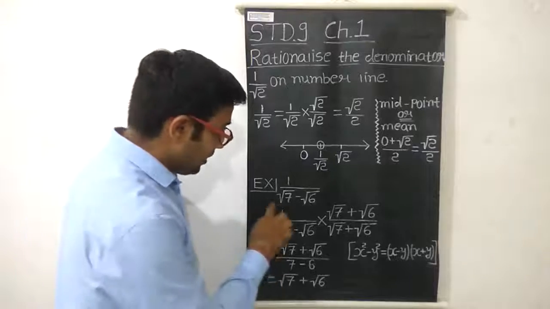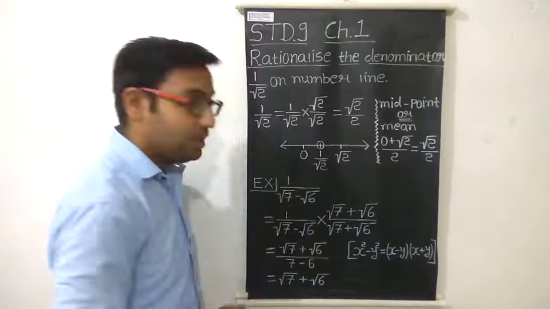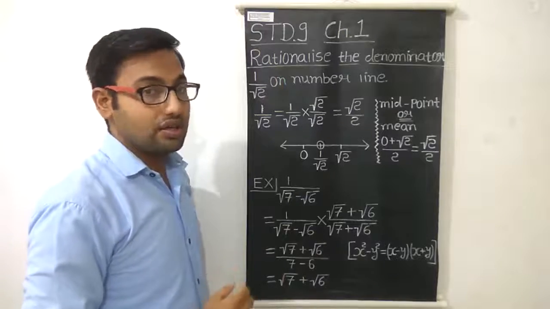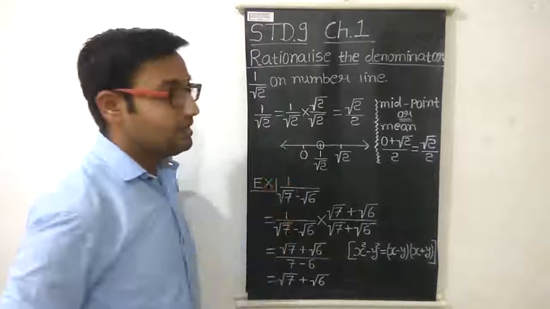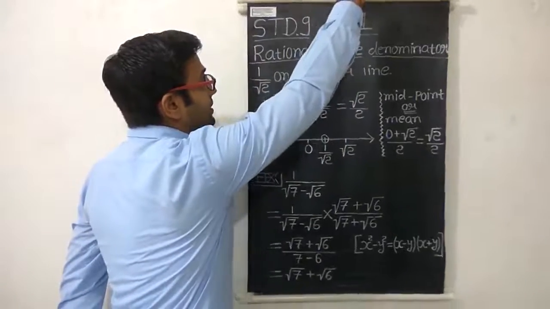So what we did: first the denominator was an irrational number, now the denominator is a rational number. So we rationalized the denominator. Okay. Now we will see another example.